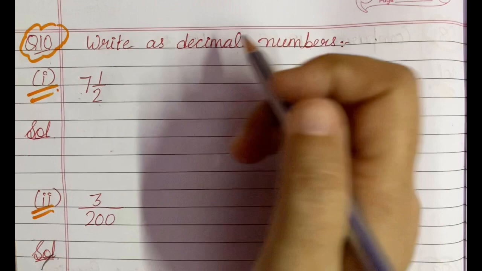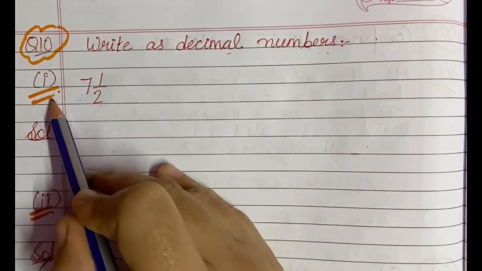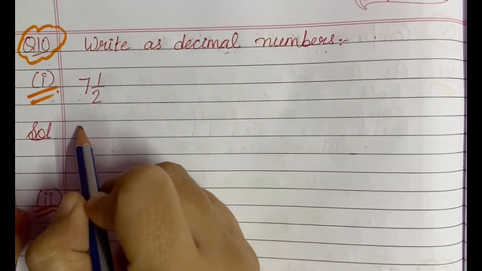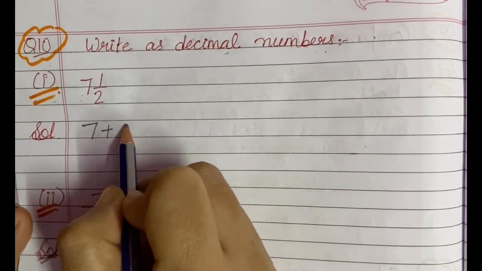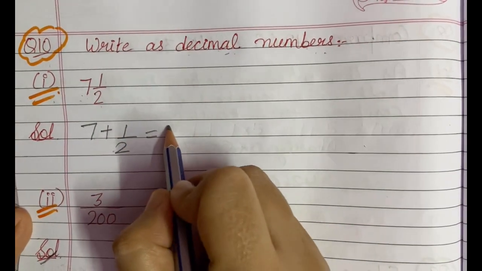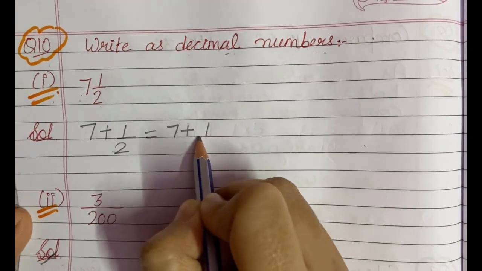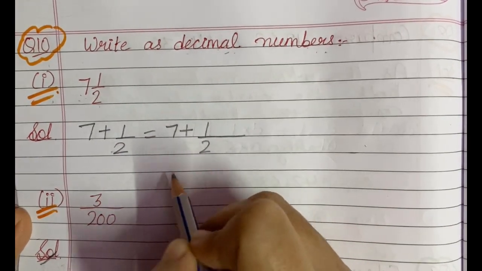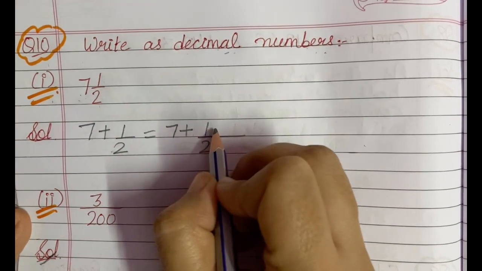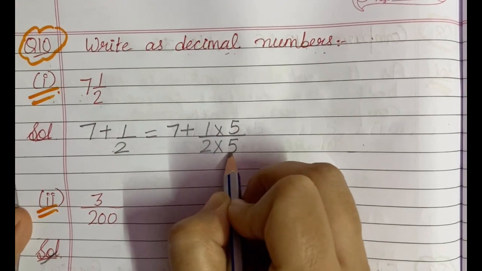Now students, next question says that write as decimal numbers, and the first part is 7 whole 1 by 2, and students, 7 whole 1 by 2 means 7 plus 1 by 2. Right, now in the next step we will write 7 as it is, and this 1 by 2 I will try to make 10 in the denominator, and you know that 2 5s are 10, so we will multiply both numerator and denominator by 5.